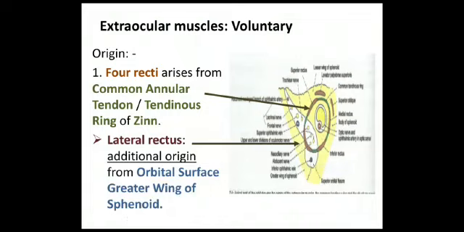So coming to the attachments of the voluntary muscles, the 4 recti muscles arise from the common annular tendinous ring of Zinn, that is the superior rectus, inferior rectus, medial rectus and lateral rectus. Apart from that, the lateral rectus has an additional origin. It also arises from the orbital surface of the greater wing of the sphenoid.